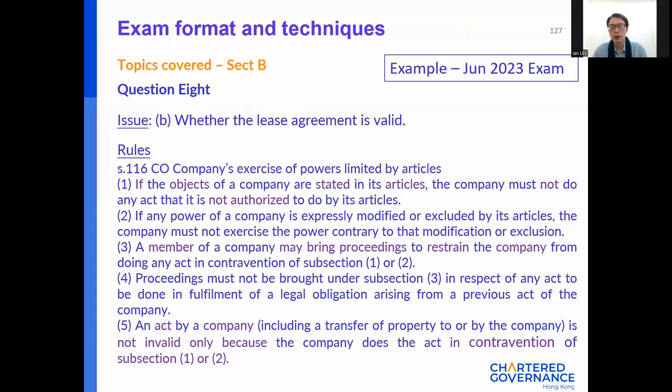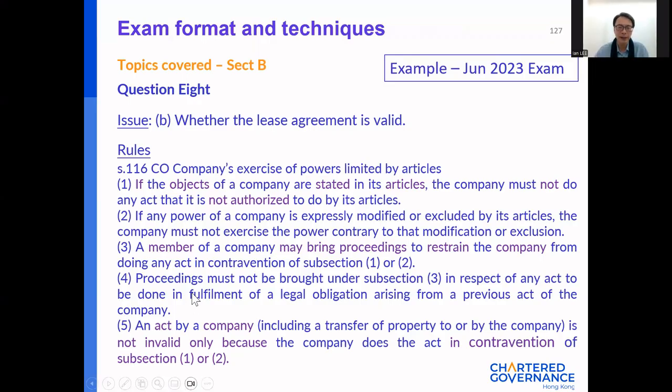So if the company was contemplating or in negotiation, then a member can go to court, asking the court to make an order or an injunction to stop the company from continuing to do something that is not permitted by the objects. However, an act by a company is not invalid only because the company acted in contravention of these subsections. This is talking about the outsider, the other party, the company that is leasing the property. What you do internally, even if it's wrong, the members can make a claim against the directors. It should not affect the outside party.